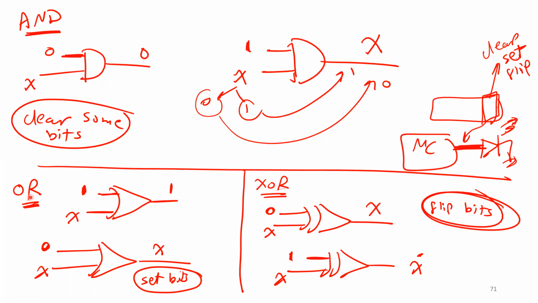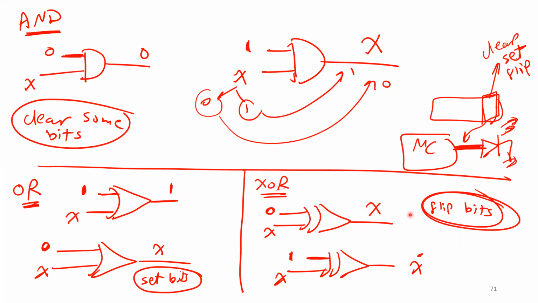Use the same logic here. You will see OR is used if you want to set some bits. Why? Look here. 1 is going to put 1, right? 0, no change. So the bits I don't want to change, I'm going to put 0s under these bits. The bits I want to set, I'm going to put 1, right? Same thing for XOR. Look here. 0, no change. 1, flip. So the bits you want to flip, you should put 1s under these bits. The bits you don't want to change, just put 0s.